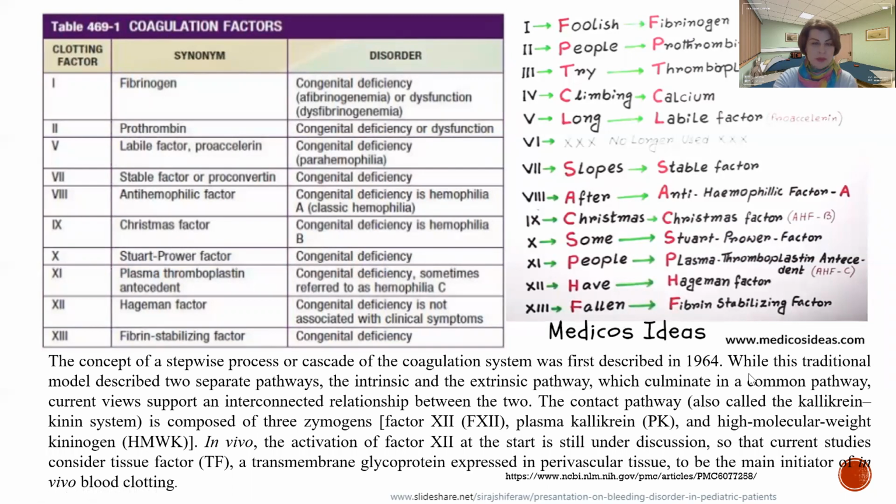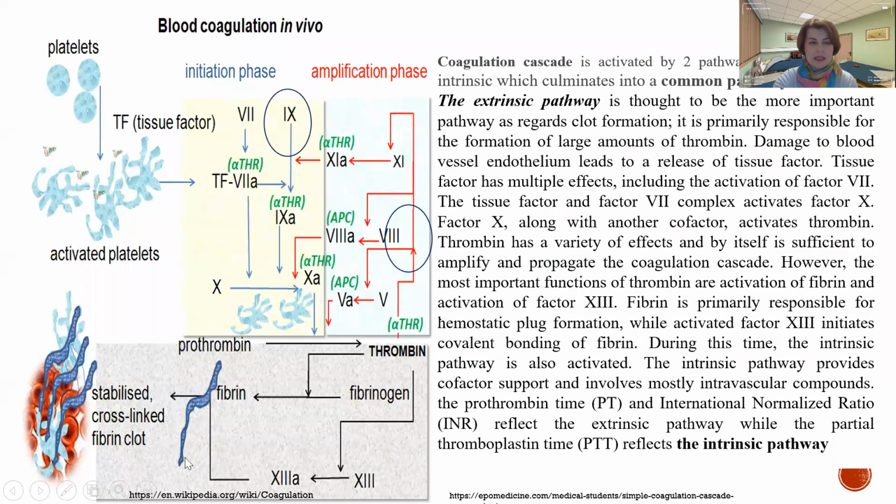I need to remind you that there are several clotting factors, currently 31, presented in the table on this picture, with some abbreviations, I would say, which can help you to memorize them from 1 to 13, the last one. The coagulation cascade is activated, as we already said, by two pathways, extrinsic and intrinsic, which culminate in the common pathway.